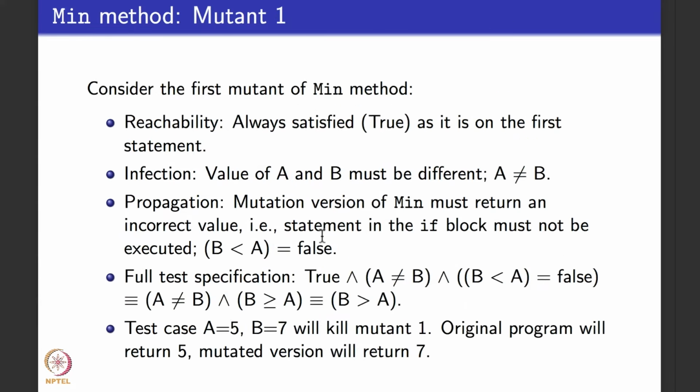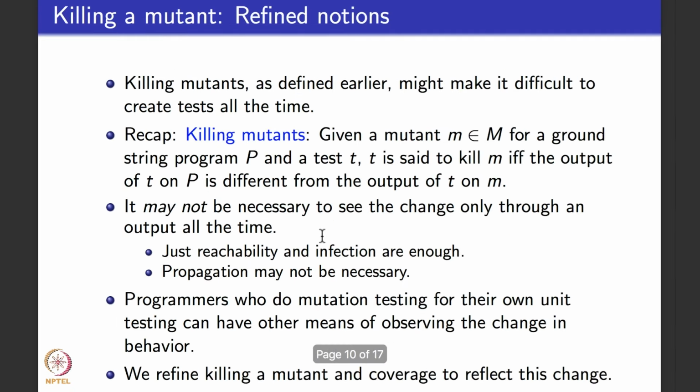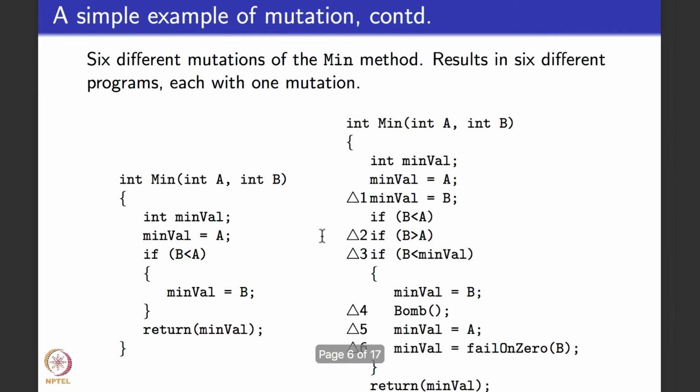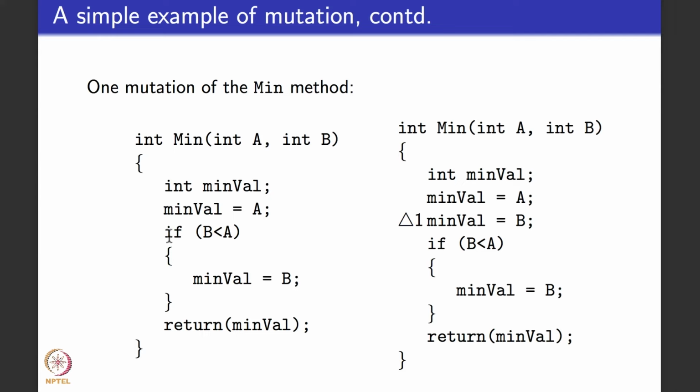So we'll go back to the min method. I'll show you the program and the first mutant. So this was the min method. This is the first mutant that I applied. Basically, take the statement minval equal to A, and change A to B. Now I want to understand whether this mutant can be strongly killed, can be weakly killed, or is it a dead mutant? I want to understand what it is.